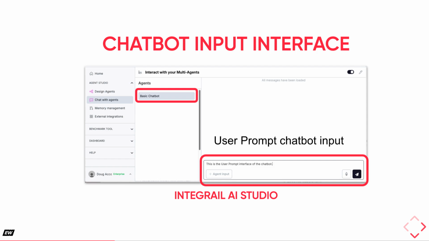For example, this is the user prompt interface of the chatbot. This input then becomes the user prompt that is processed by the LLM for that specific conversational turn, as we saw in the back-end view on the previous slide. This interface enables real-time testing of the AI assistant's responses to various user inputs.